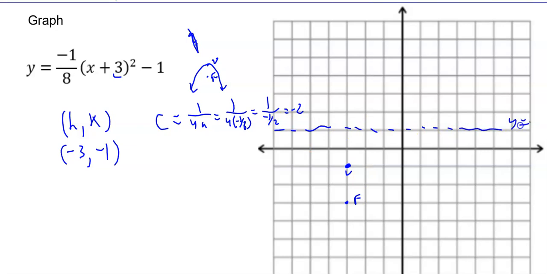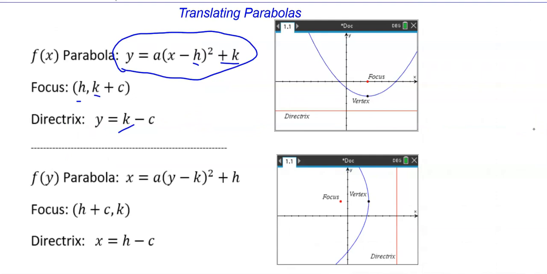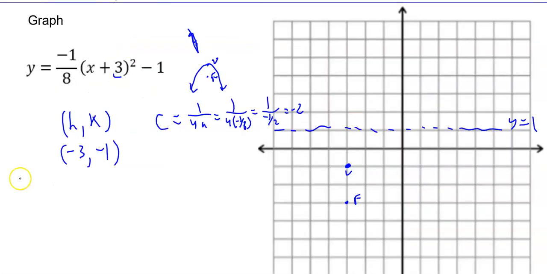So y equals 1. If you'd rather use the formulas, the formula for focus is h comma k plus c. So let's try that. So h is -3, comma k is -1, plus c is -2. That should be the ordered pair, -3, comma -3, and it is, right? So you could have used the formula.